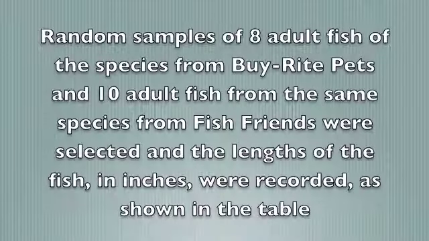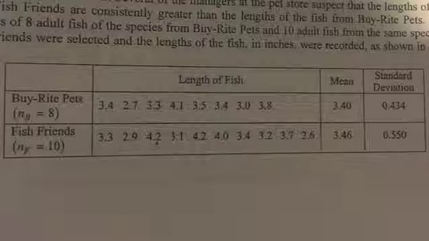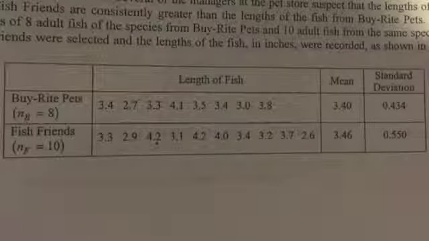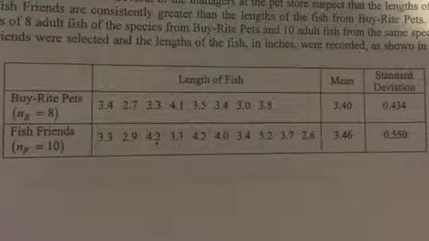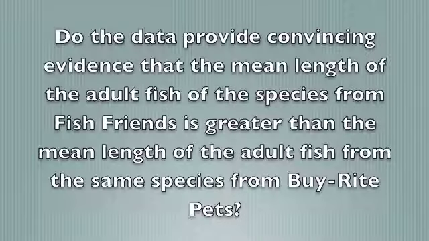Random samples of 8 adult fish of the species from Buy Right Pets and 10 adult fish from the same species from Fish Friends were selected, and the lengths of the fish in inches were recorded as shown in the table on the next slide. The problem asks, do the data provide convincing evidence that the mean length of the adult fish of the species from Fish Friends is greater than the mean length of the adult fish from the same species from Buy Right Pets?